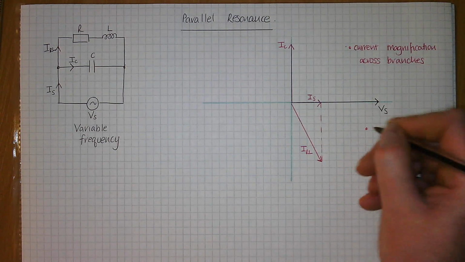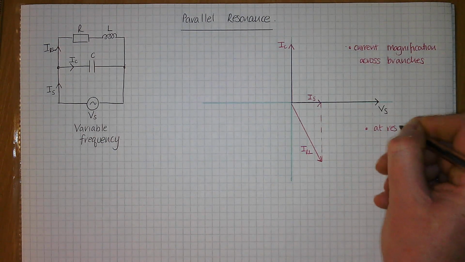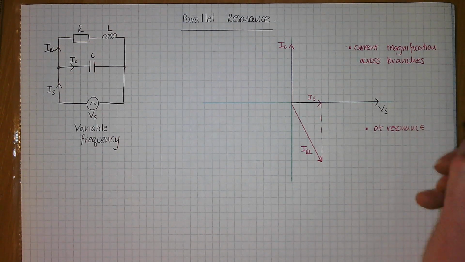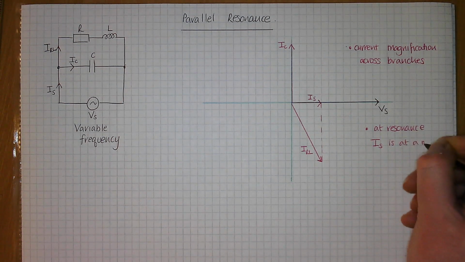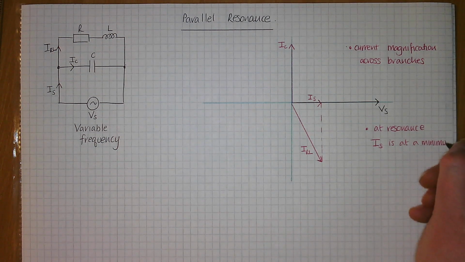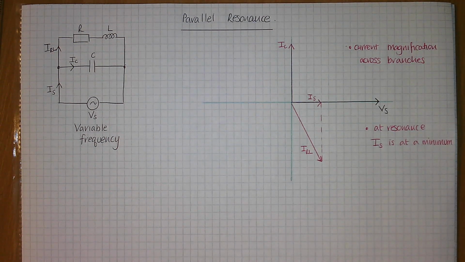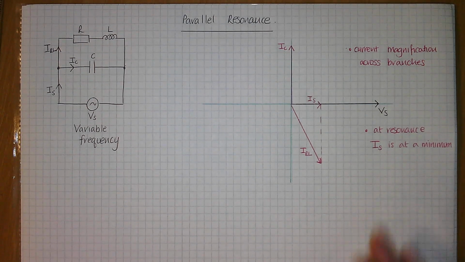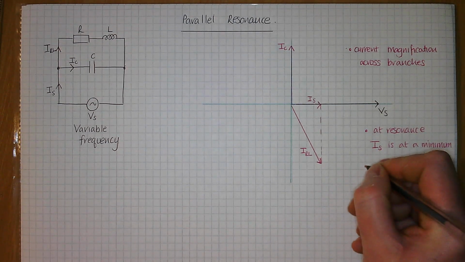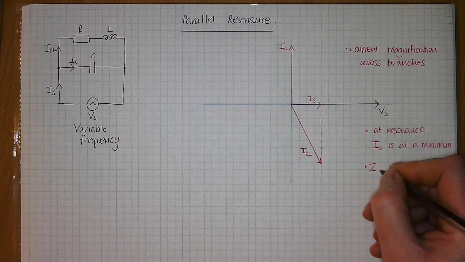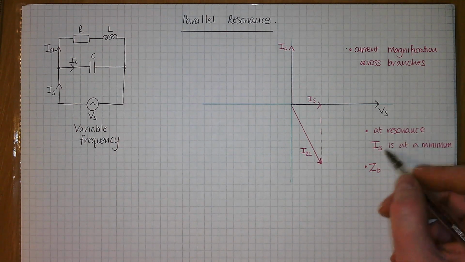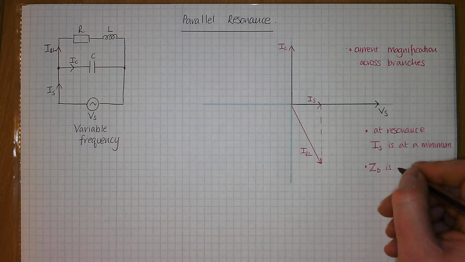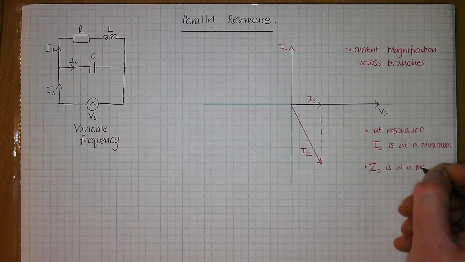And what you should also notice, this time, at resonance, IS is at a minimum. In your series resonance, IS was at a maximum. But in parallel resonance, IS is at a minimum. So if IS is at a minimum, your Z, which remember yesterday we talked about dynamic resistance, so dynamic impedance or dynamic resistance. If current is at a minimum, then your dynamic impedance is at a maximum.